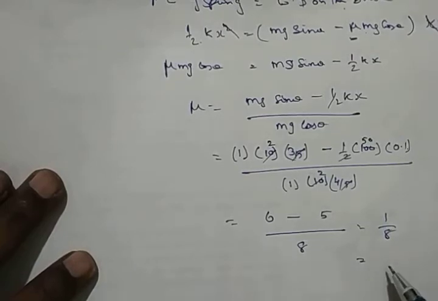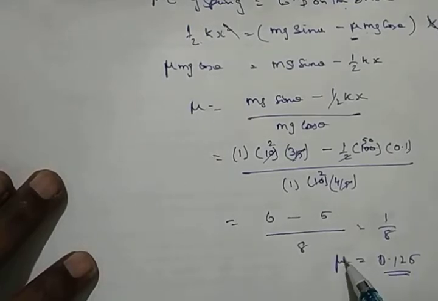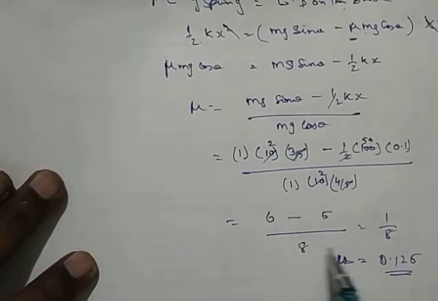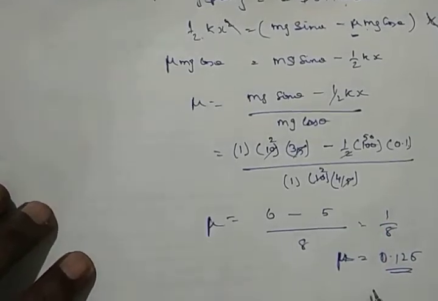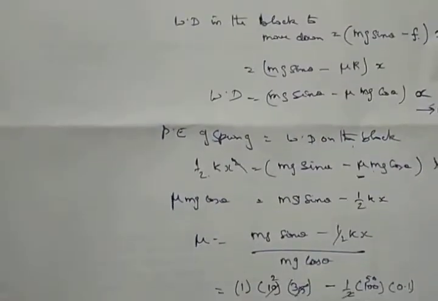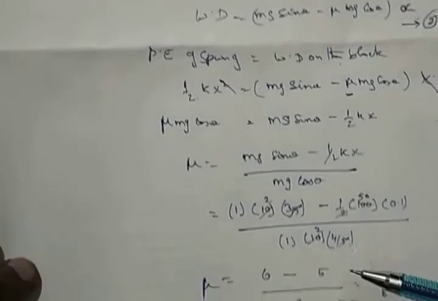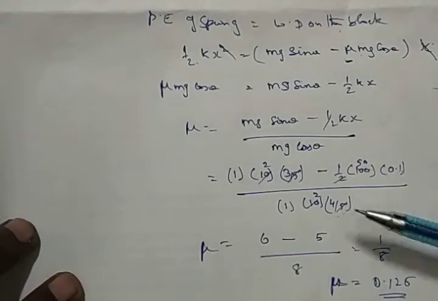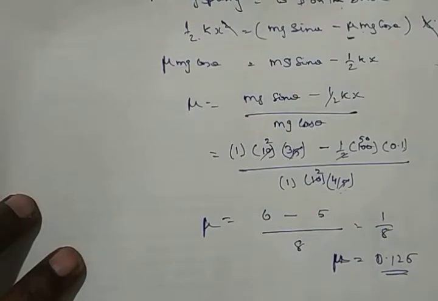And what's the 1 by 8 value? 0.125. Done. Very, very simple calculation. The calculation looks quite complex, but it is very, very simple. That's what mu is. Okay, hope you got this. The derivation finally looks quite lengthy, but look at the numerical part of it. It is very, very simple. Straight you get the answer here. Alright, we'll go to the next question now.